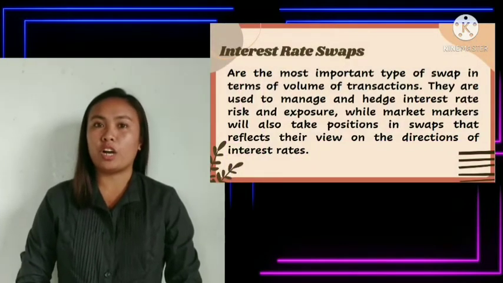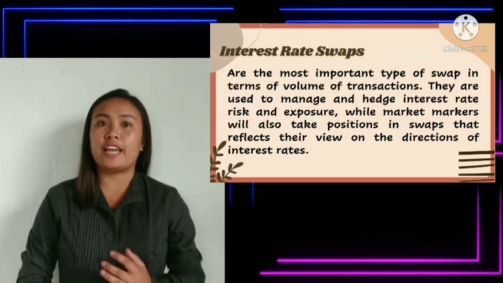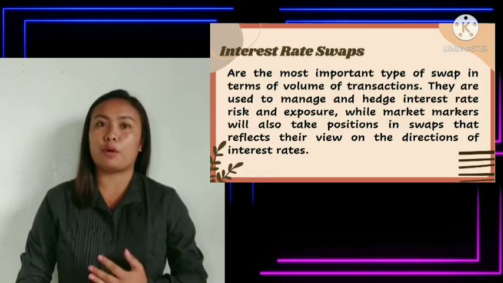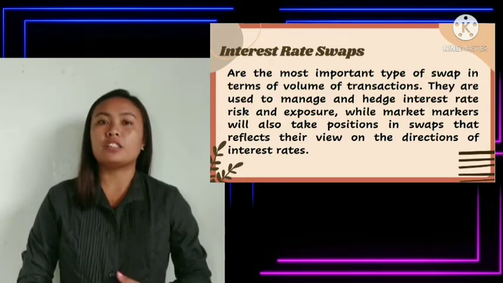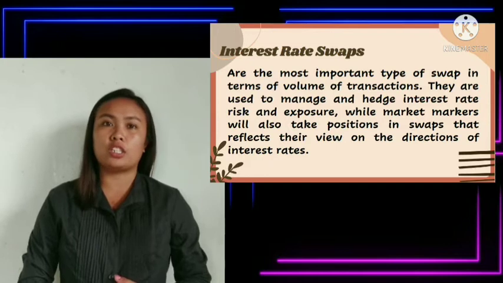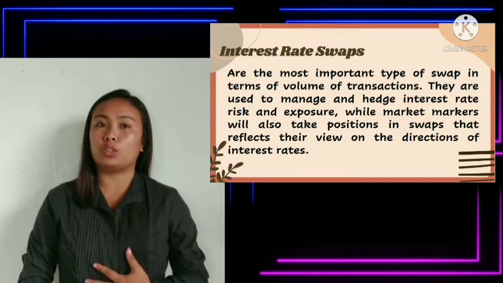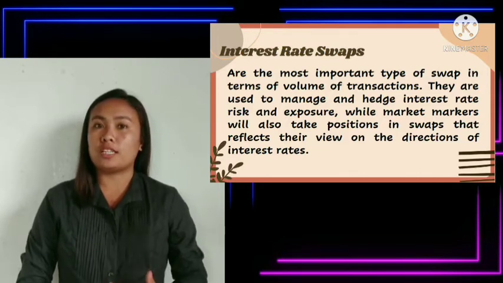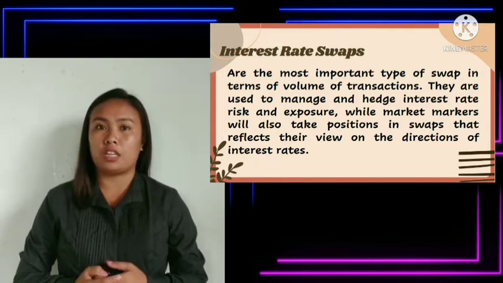Interest rate swaps are one of the most important types of swap in terms of volume of transactions. They are used to manage and hedge interest rate risk and exposure, while market makers will take positions in swaps that reflect their view on the direction of interest rates. In an interest rate swap, the parties exchange cash flows based on the notional principal amount, which is not actually exchanged, in order to hedge against interest rate risk or to speculate.